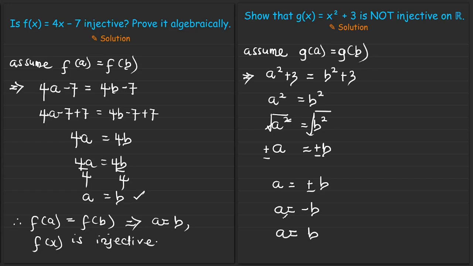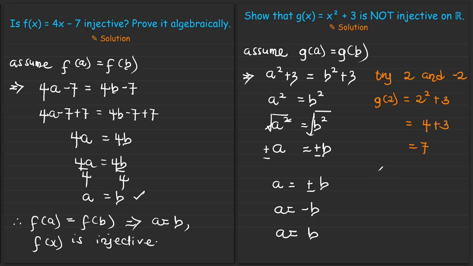Now, if you actually wanted to use a counter example to solve this, then you can simply say, let's try. So this is just a trial and error approach. So let's try, let's say 2 and then negative 2. So with that, we have our g of 2, which is going to give us 2 squared plus 3. 2 squared gives us a 4. So 4 plus 3 then gives us a 7.